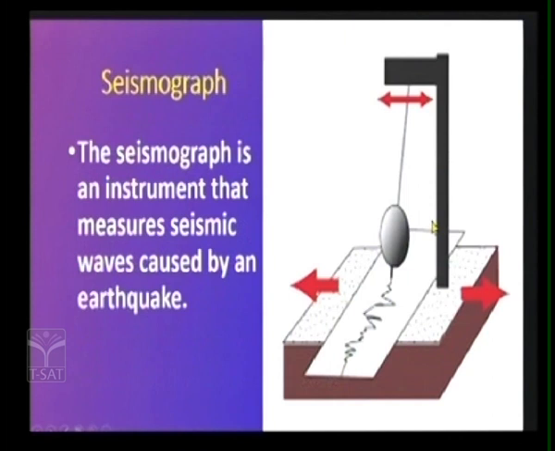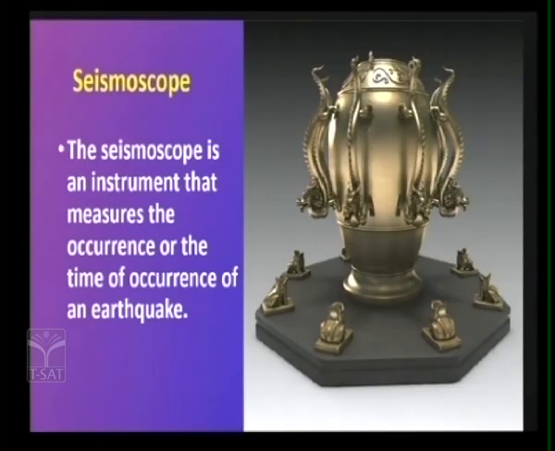By studying these waves, scientists have constructed a complete map of the earthquake. The seismic waves can be recorded and then we can predict the earthquake. The intensity of the earthquake can be predicted. Now this is another instrument, the seismoscope. It is an instrument that measures the occurrence of an earthquake.